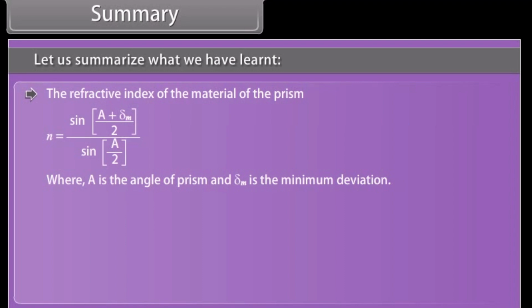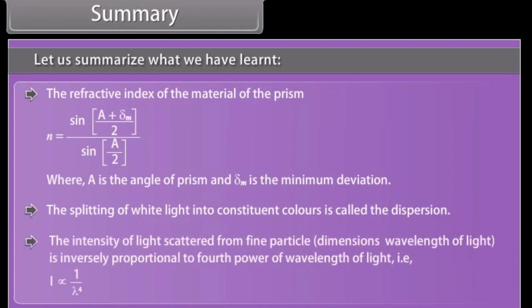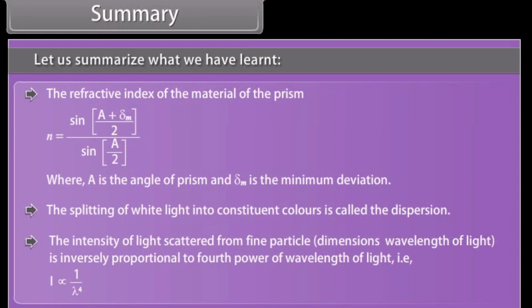The refractive index of the material of the prism, n is equal to sine of (A plus delta minimum) by 2 divided by sine of A by 2, where A is the angle of prism and delta m is the minimum deviation. The splitting of white light into constituent colors is called the dispersion. The intensity of light scattered from fine particles, dimensions less than wavelength of light, is inversely proportional to fourth power of wavelength of light, that is, I directly proportional to 1 upon lambda raised to the power 4.